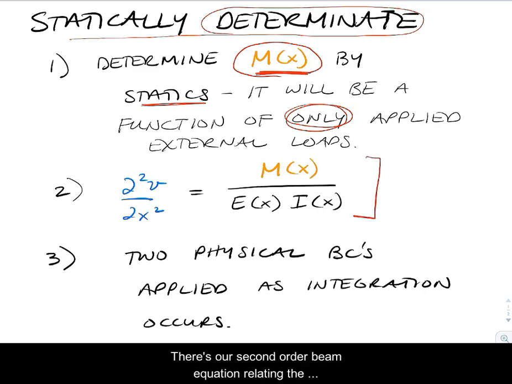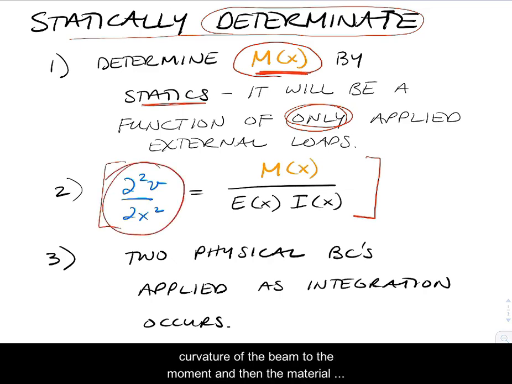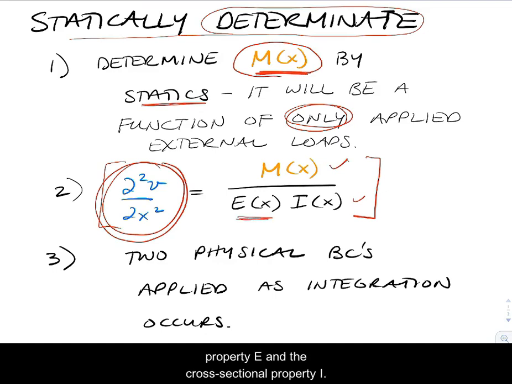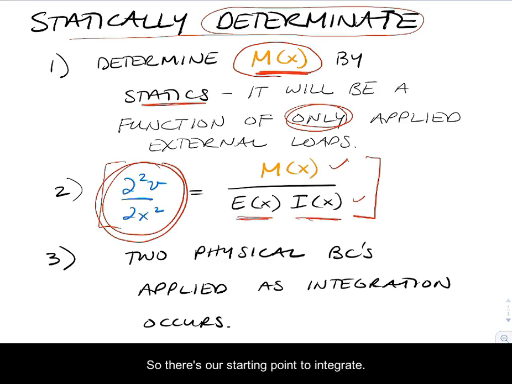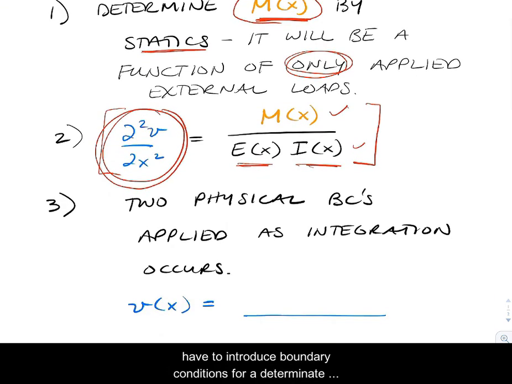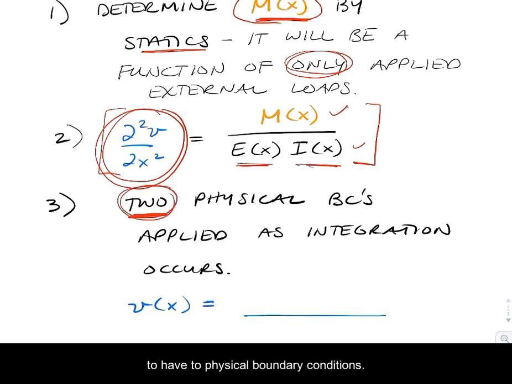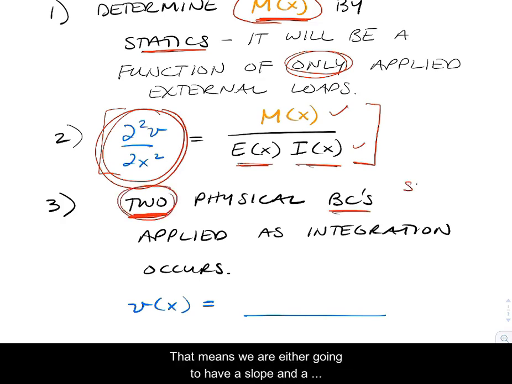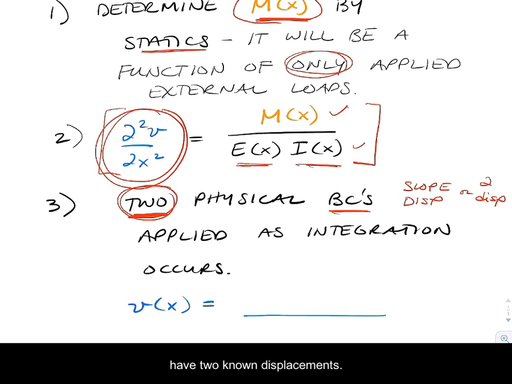There's our second order beam equation relating the curvature of the beam to the moment, and then the material property E and the cross-sectional property I. So there's our starting point to integrate. Now, as we integrate, we're going to have to introduce boundary conditions. For a determinate beam in 2 dimensions, we're going to have 2 physical boundary conditions. That means we're either going to have a slope and a displacement that's known on the beam, or we could possibly have 2 known displacements.